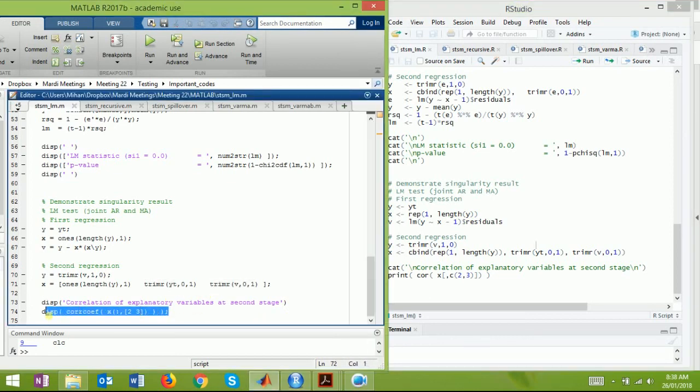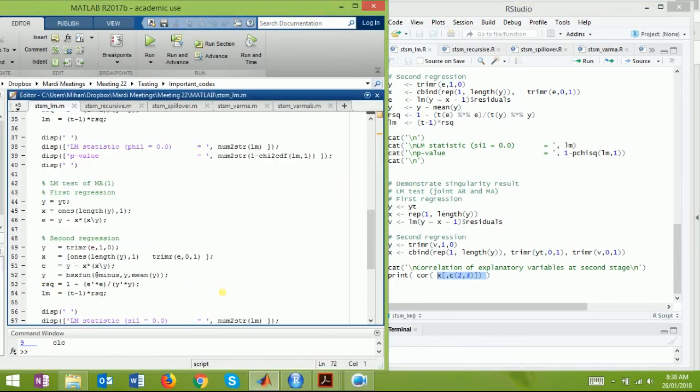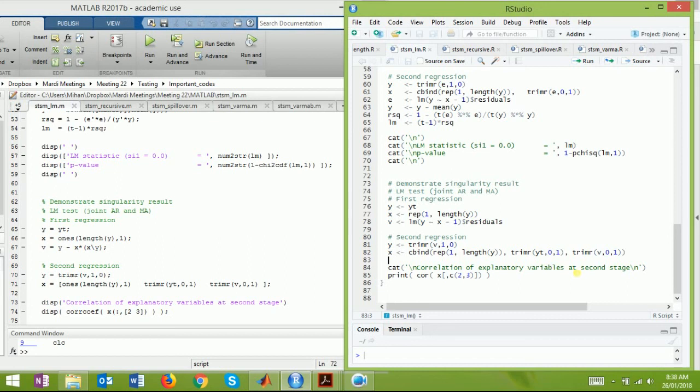And at the second stage, we do a correlation of the explanatory variables: the two regressors, phi and psi. So the correlation coefficient, or simply cor. That's all. So this was a pretty straightforward and simple problem. We want to see that they are very highly correlated. Thus the result should suggest it.